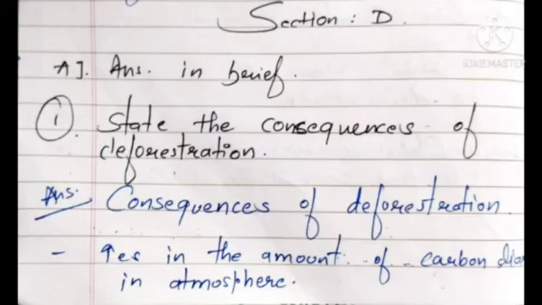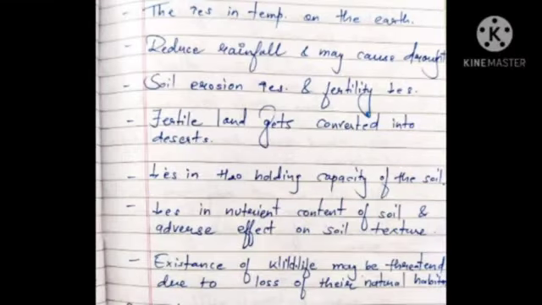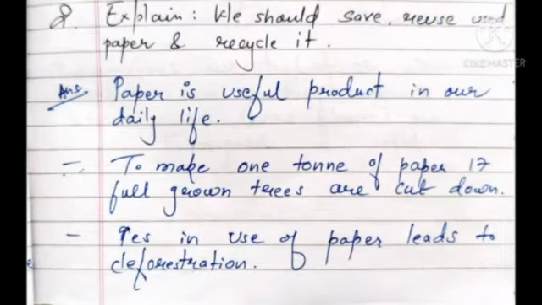Now, chapter number 7, state the consequences of deforestation. The answers are: increase in the amount of carbon dioxide in the atmosphere, increase in temperature on the earth, reduced rainfall and may cause droughts, soil erosion increases and fertility decreases, fertile land gets converted into desert, decrease in the water holding capacity of the soil, decrease in nutrient content of soil and adverse effect on soil texture. Existence of wildlife may be threatened due to loss of their natural habitat.